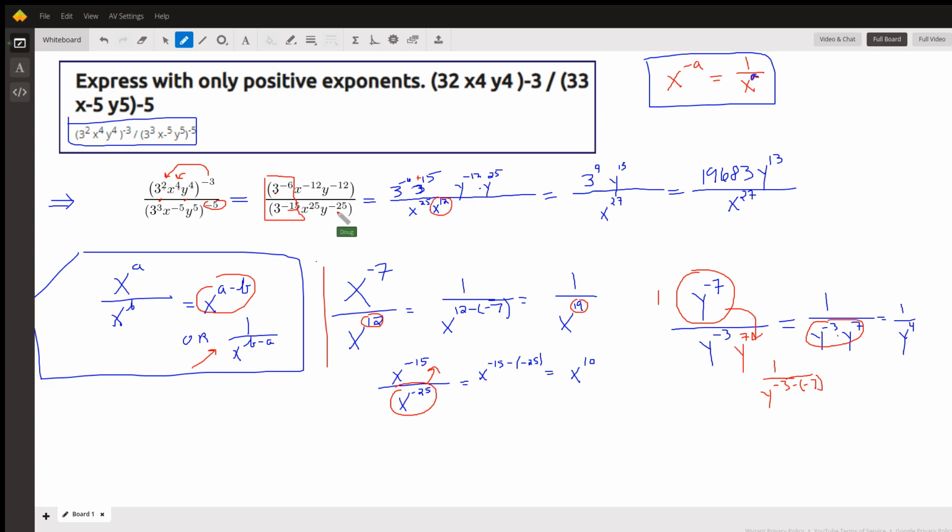And finally, for y to the minus 12 over y to the minus 25, we got to get the y to the minus 25 to the numerator. So move it and change its sign. And now you can mentally just add the exponents. Negative 6 plus 15 is 3 to the 9th. Y to the 13th over x to the 27th. And if you actually want to figure out what 3 to the 9th is, it's 19,683. So there's your answer right there with all the exponents positive.